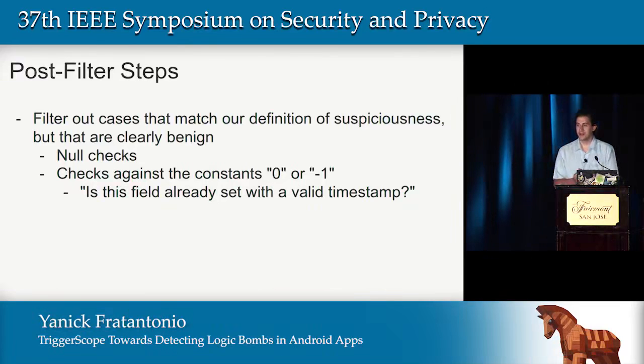Another interesting case we found is that developers insert checks like, is this field already set with a valid timestamp? So it turns out that developers set a field equal to -1 to identify an invalid timestamp, and then later on in the code, they want to see if the timestamp was valid or not, and so they introduce a check, is this different than -1? Again, since -1 or 0 are not valid timestamps, we know it's not actually a malicious check, and so we can filter it out. Now, this is the overview of the analysis.